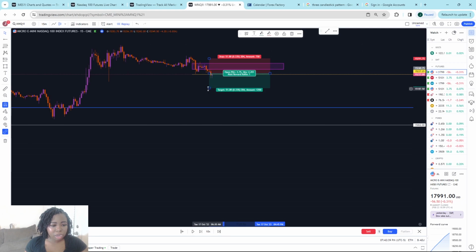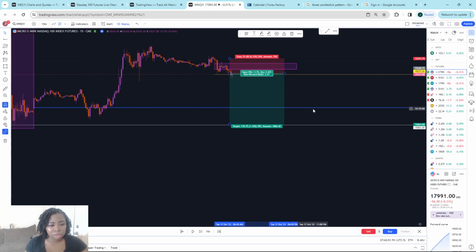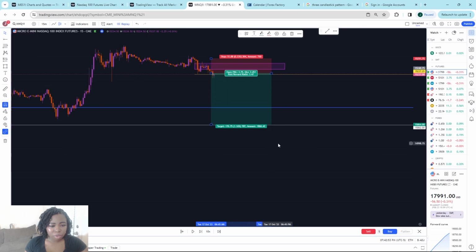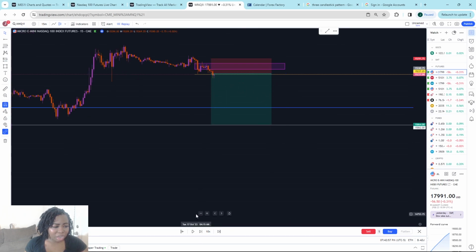Another confirmation for me is that I will be taking this short in a premium instead of a discount. So I'm up here in this area and I'm not too low. So currently I will be in this trade right here, and I'm just going to hit play and see how price plays out and see if we were right.